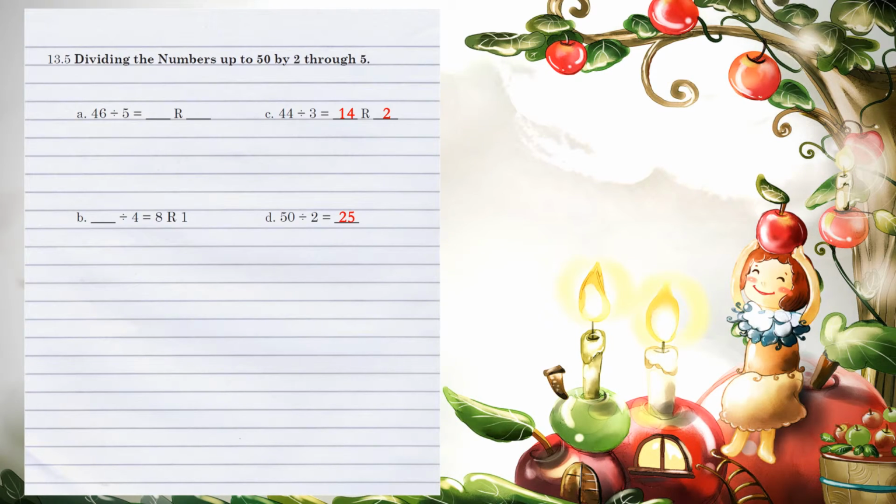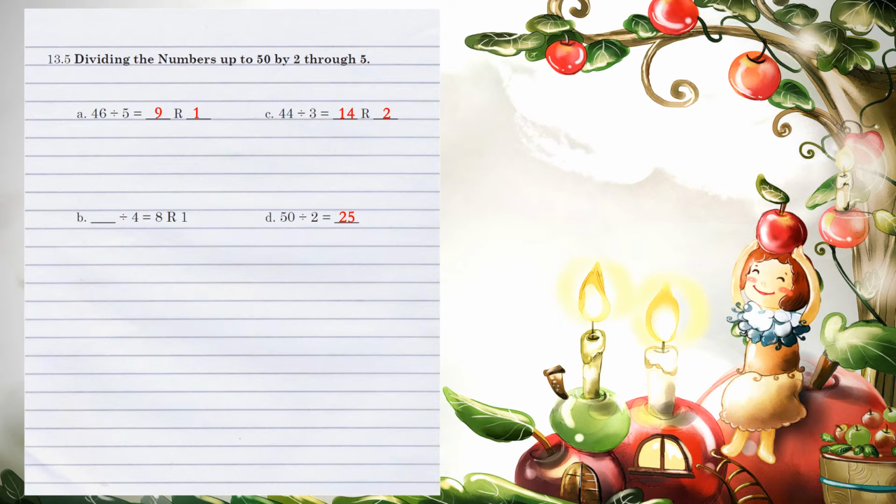Unit 13.5, dividing the numbers up to 50 by 2 through 5. Let's look at example A. 46 divided by 5. There's not a number you can multiply times 5 that gives you exactly 46, but the closest that doesn't go over is 9. 9 times 5 is 45. When you take the 45 away, what's left over? We will have a remainder of 1.